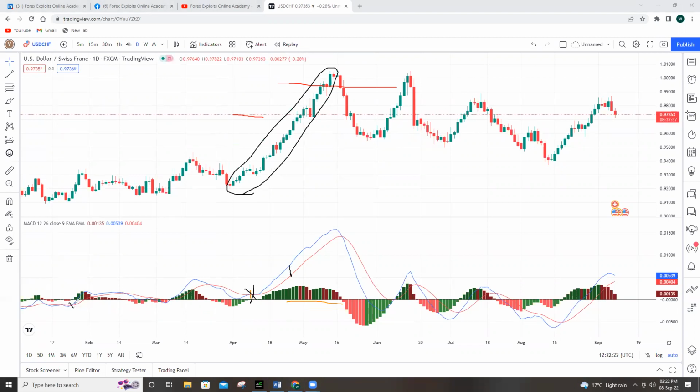There was a cross again, but what happened? They squeezed in. They really squeezed in. So how strong was this move? This move was not strong at all. Why? Because this is convergence, while this is divergence. So when they cross, but they are squeezed together, that means that is not a trend.